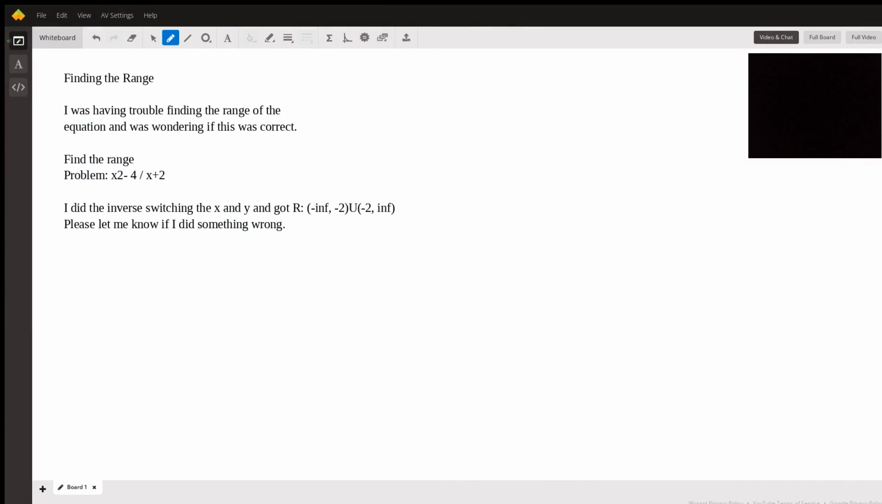I'm a math tutor here at Wyzant, answering a question submitted by a student. This is something called a rational expression. It's basically when you're dividing one polynomial by another polynomial. Normally this is something that you would see in Algebra 2. So we're being asked to find the range.